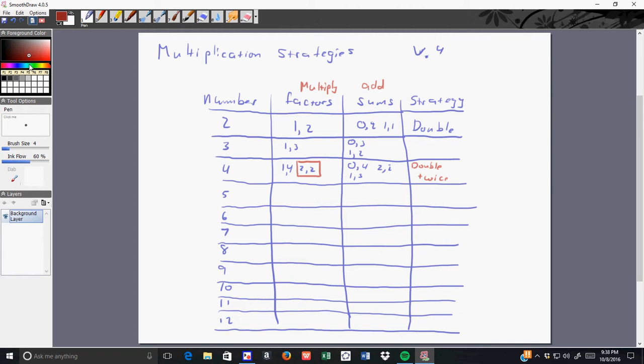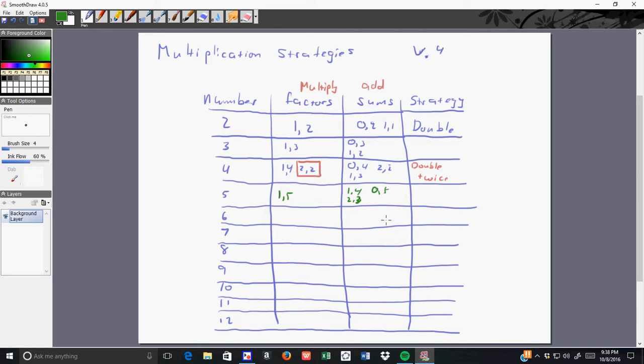All right, so we're going to move forward here. I have to say, I'm not terribly impressed with the color palette on this thing, but that's fine. Now, 5 is once again prime, and the sums are 1 and 4, 2 and 3, 0 and 5. But I'm not really going to write the 0 ones anymore.